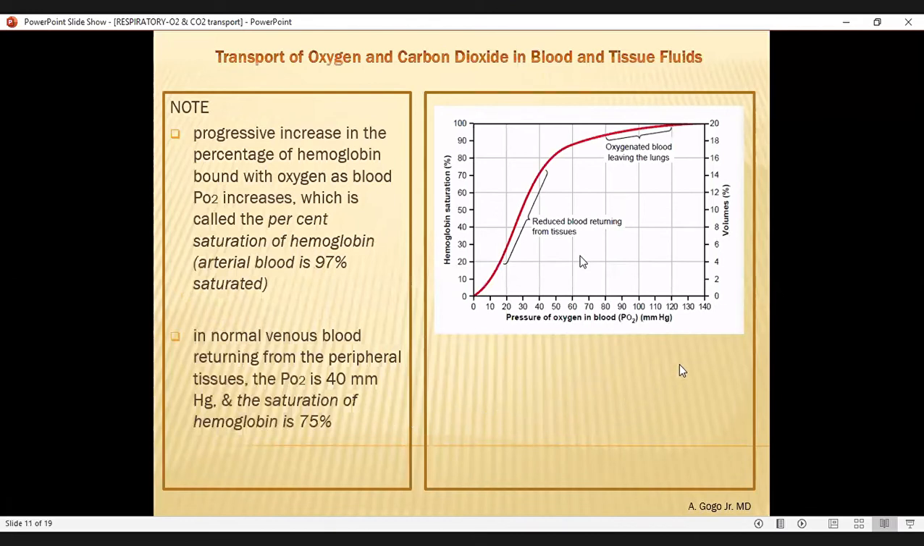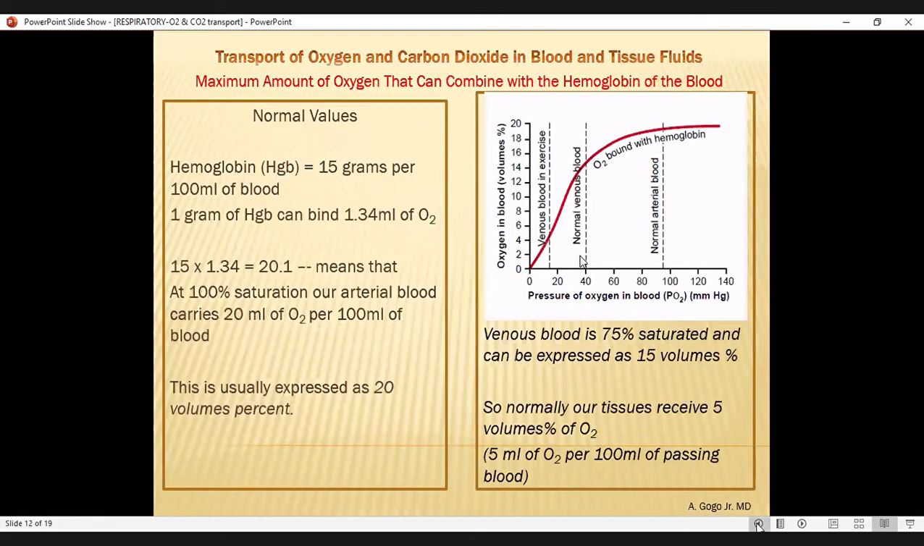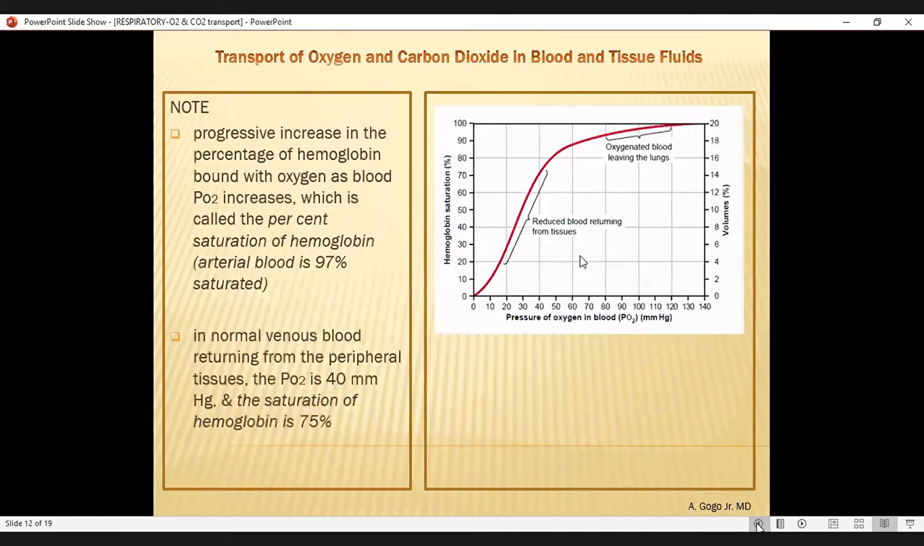Okay, so you try to see this one. This is 20 volumes percent. When it is 100% saturated, that means 20 volumes percent of oxygen has bound to the hemoglobin. Okay, progressive increase in the percentage of hemoglobin bound with oxygen. Yeah, that is your saturation of hemoglobin. Hemoglobin saturation.